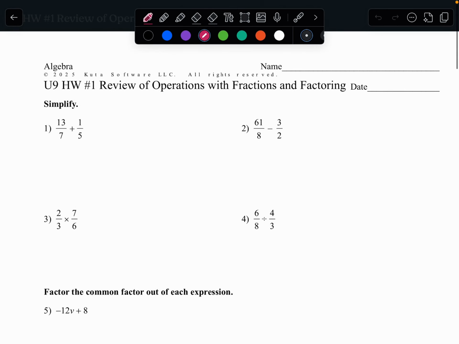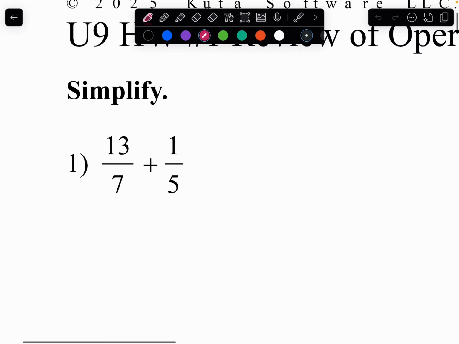Hello and welcome to our review on operations and factoring. So the first part of today's video is going to be review of just operations with fractions. It's going to go with our Unit 9. And then we're going to review factoring because everything goes together in Unit 9.